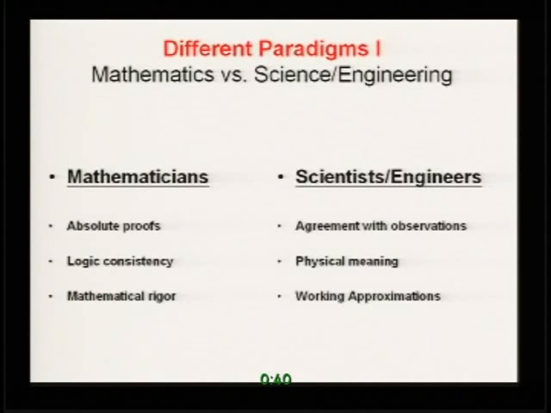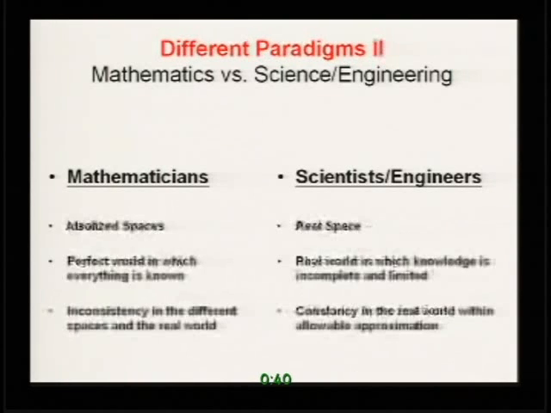Okay. So this is the first set of differences. The second set of differences is that mathematicians are working in a very idealized space. In their space, they are perfect. It's a perfect world. I can define anything. I can define distance. I can define all the interrelationships with functions, with whatever. And in that space that I define, everything is known, at least the basic properties are known.